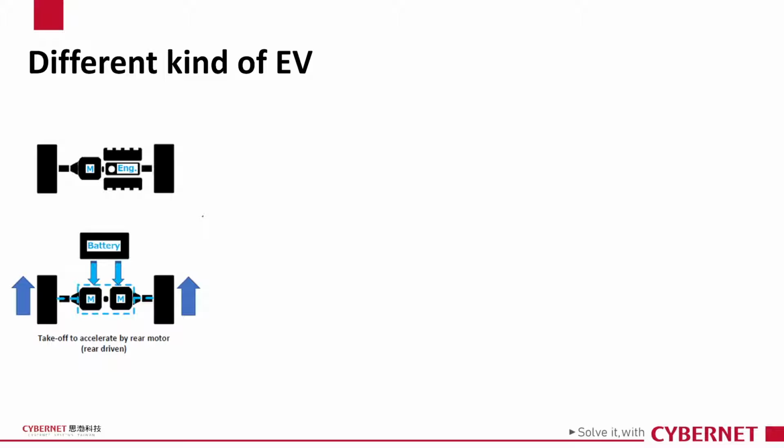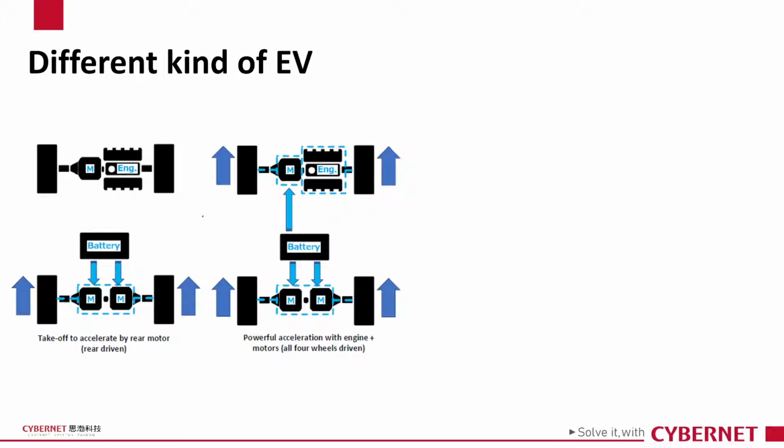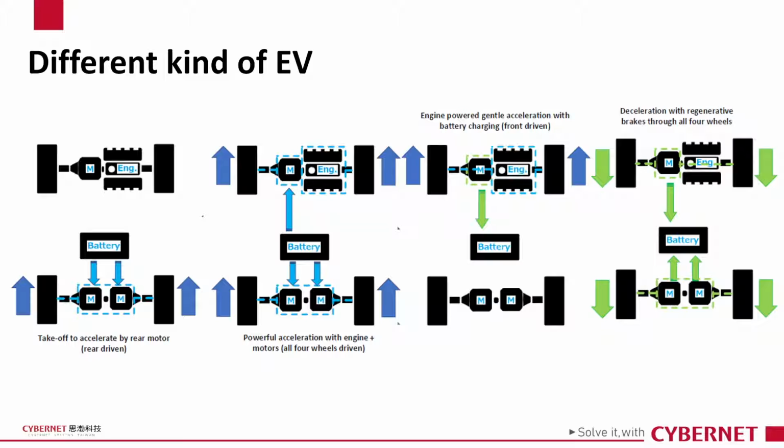CarSim supports almost all kinds of powertrain combinations, such as motor-drive EV and hybrid EV. You could use CarSim to implement the powertrain setting and the testing scenario. Use the power management control to decide when to use motor and engine.